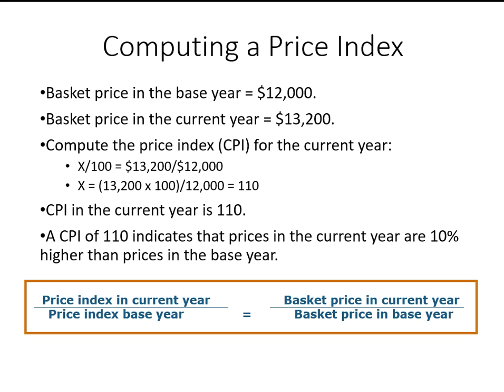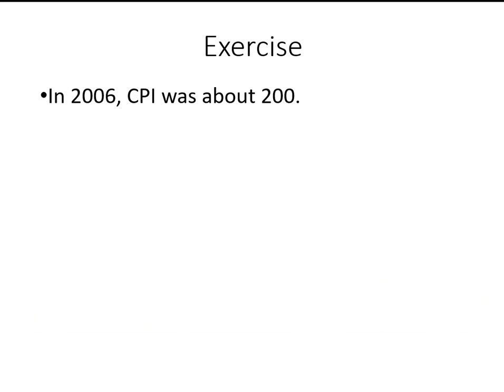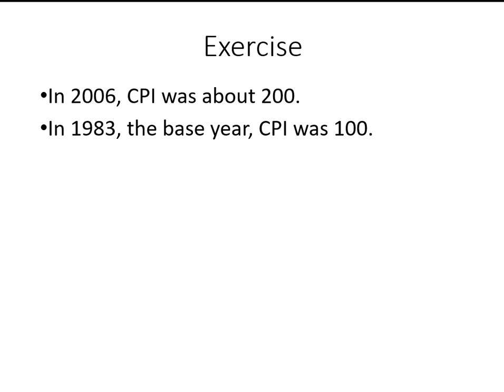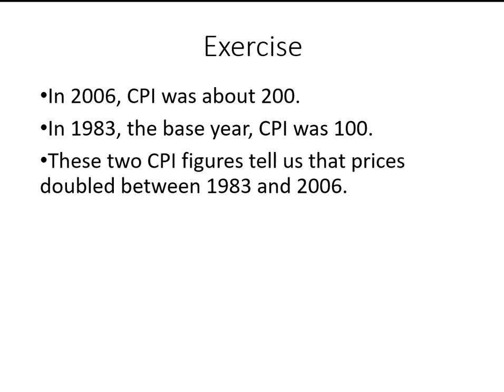So a CPI of 110 indicates that the prices in the current year are 10% higher than the prices in the base year. So this is going to be the answer. And one more practice. In 2006, CPI was about 200. In 1983, the base year, CPI was 100. So these two CPI figures tell us that the price doubled between 1983 and 2006.